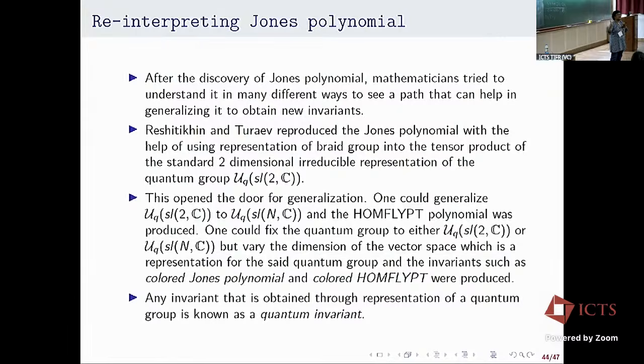So SL2C and two dimension. There are two ways to generalize. You keep SL2C as SL2C, but instead of two dimension, you say I'll take three dimension, four, n dimension. That gives a sequence of other invariants. Then you fix a dimension and change SL2C to SLNC. That gives another set of invariants. They call it the colored Jones polynomial. And those invariants are more refined than the Jones polynomial.